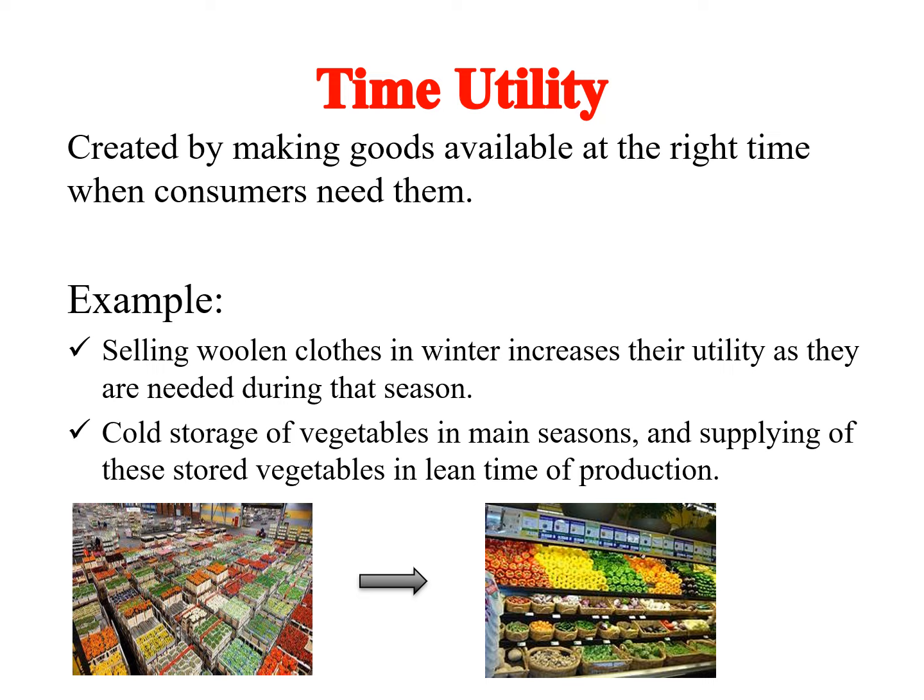First one is selling woolen clothes in winter, which increases utility as they are needed during that season. If we supply woolen clothes in the summer season, then the demand is very low and no one will purchase them, and then the producer will face a loss. So producing things at the right time when they are needed is one of the most important things that increases the producer's benefits.